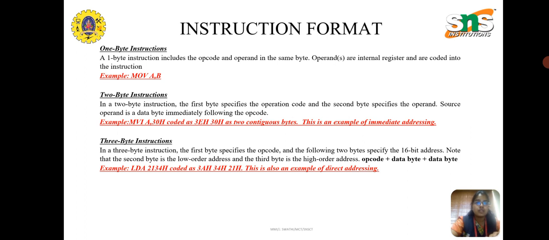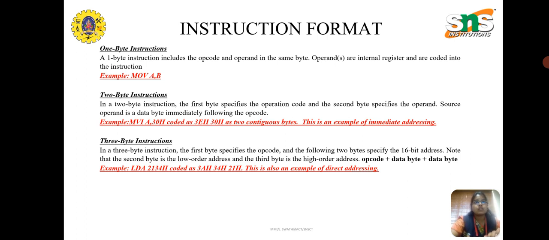Apart from that, we have 3-byte instructions. In a 3-byte instruction, the first byte specifies the opcode and the following 2 bytes specify the 16-bit address. Note that the second byte is the lower order address and the third byte is the higher order address, that is, the template is opcode plus data byte plus data byte. Here we have the example LDA 2134H, coded as 3AH 34H 21H. It is also an example of direct addressing.